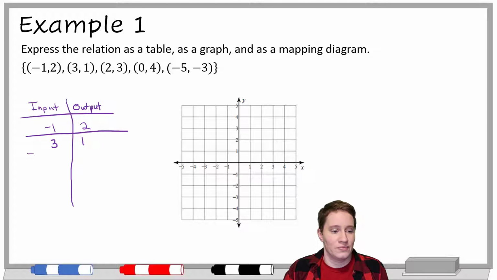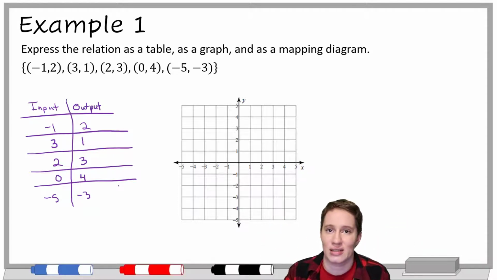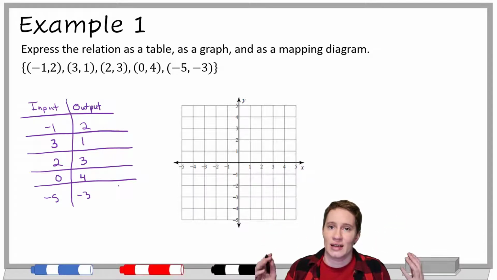3, 1, 2, 3, 0, 4, and -5, -3. Okay, easy peasy. Just taking the ordered pairs and saying, here's what it would look like as a table instead. What would it look like as a graph?